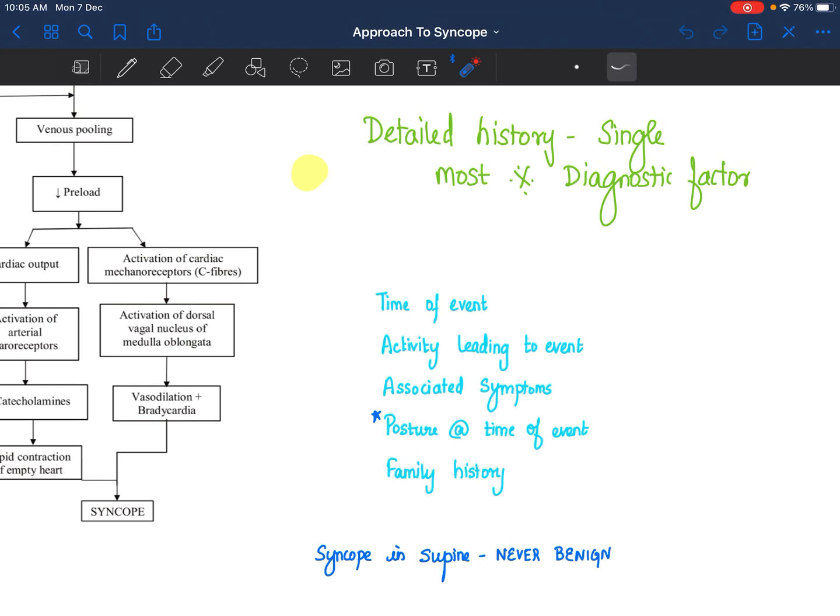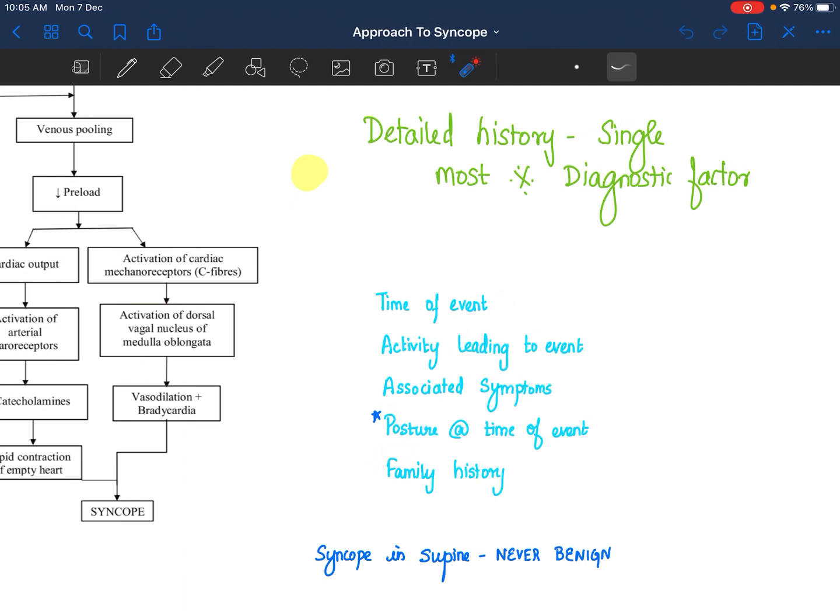The important points in history that you need to assess are these: the time of event, the activity which led up to the event, associated symptoms during the event and just prior, posture at the time of onset, and family history. Each of them carries a significance.